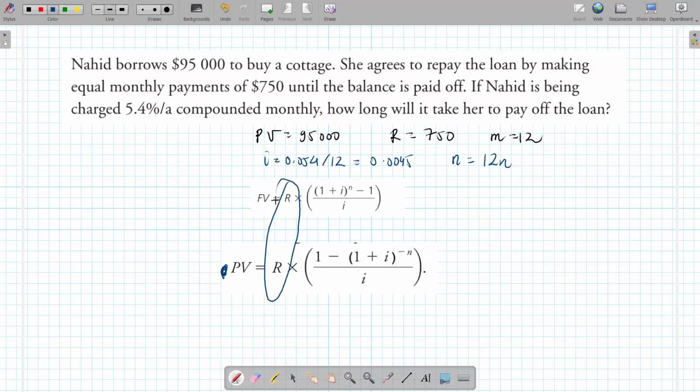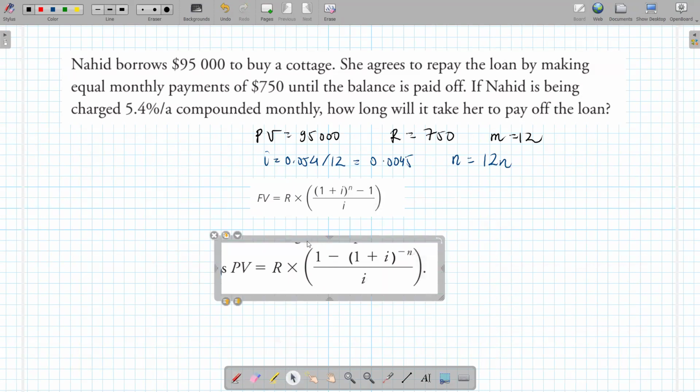R is unchanged. You're still multiplying by R. You're still dividing by the interest I. Now the difference is, in a present value, instead of subtracting 1, you subtract from 1. And this n power, the compounding periods, becomes negative. So that's the only difference. N becomes minus n. And instead of subtracting 1 from this, you subtract this from 1. So let's see if we can use this to answer this question.